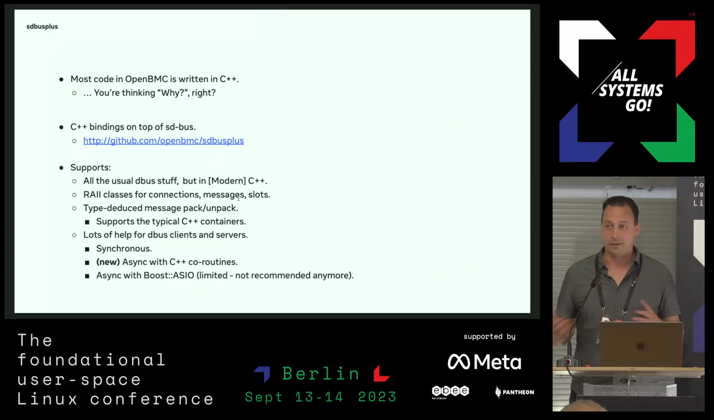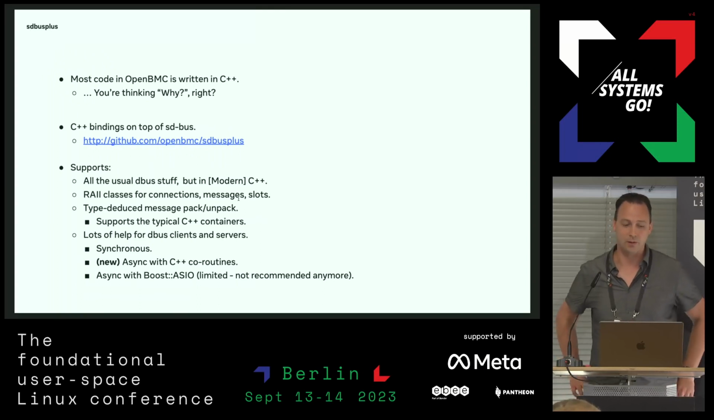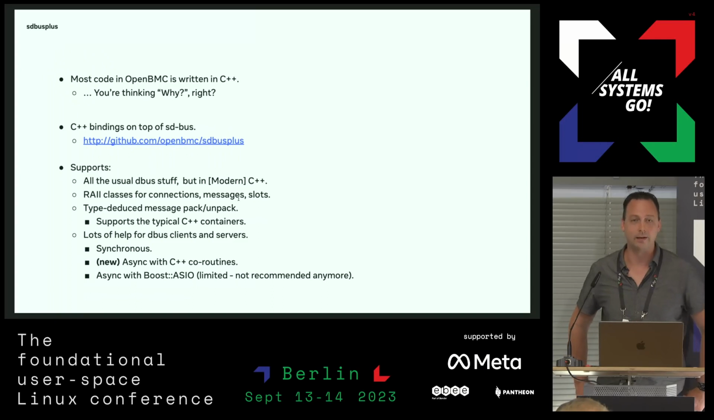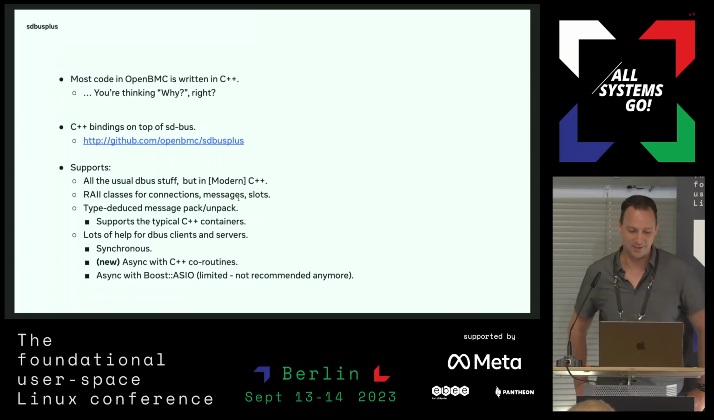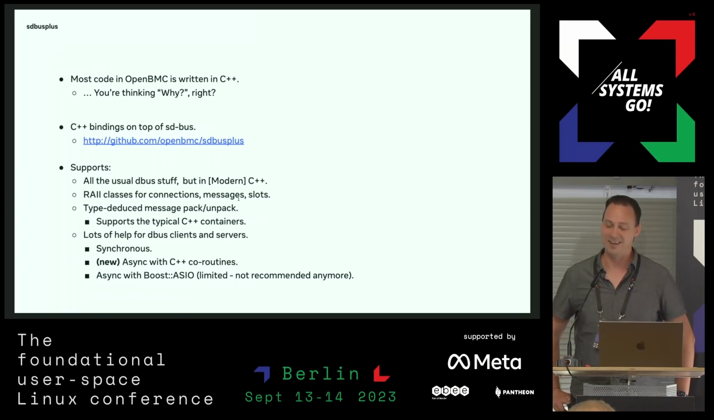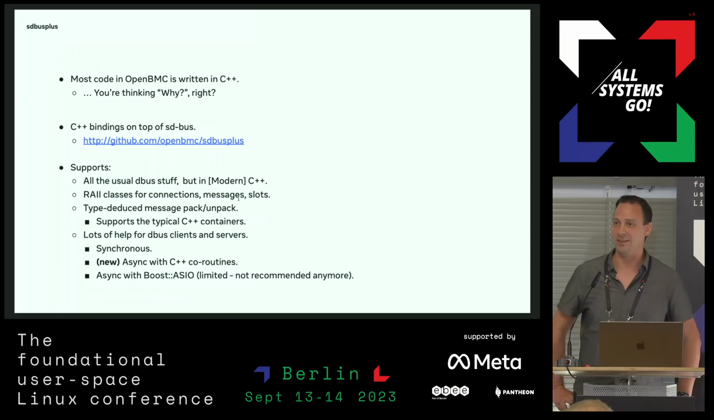So now going a little bit deeper, we have a library that we wrote called Sdbusplus. It's a C++ binding for dbus. Most of the code in the OpenBMC community is written in C++, and for people that don't like C++, you're probably thinking why, but there's some legacy there. We wrote it in 2015. Rust wasn't even a thing really that people were talking about, so I think if we started today, we would probably switch to Rust.